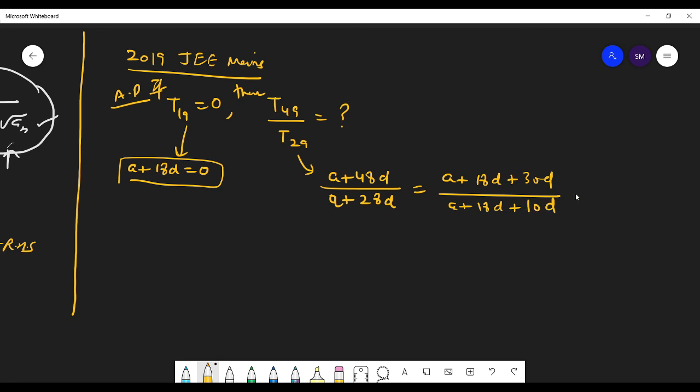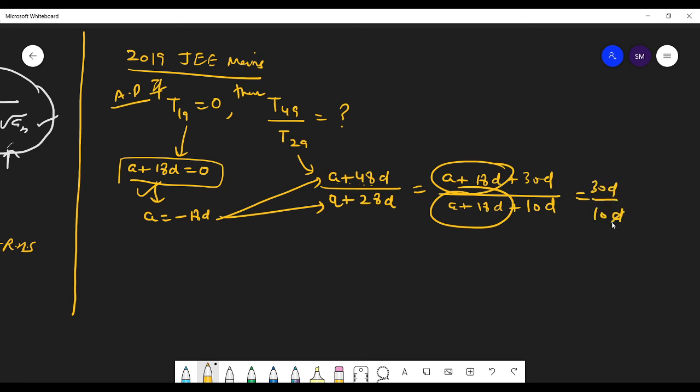Sir, 3:1. Good. So see, student, this is what you need to find out. See, it's so simple. A plus 18D is 0. So why don't you write clearly here A plus 18D? Either you find the value of A is equal to minus 18D and put this value of A here, or you can simply write A plus 18D plus 30. This calculation you can do in your mind actually, right? So this will be 0. So you'll be left with 30D upon 10D, and D will cancel out, and that's 3:1 ratio. Pretty simple question.